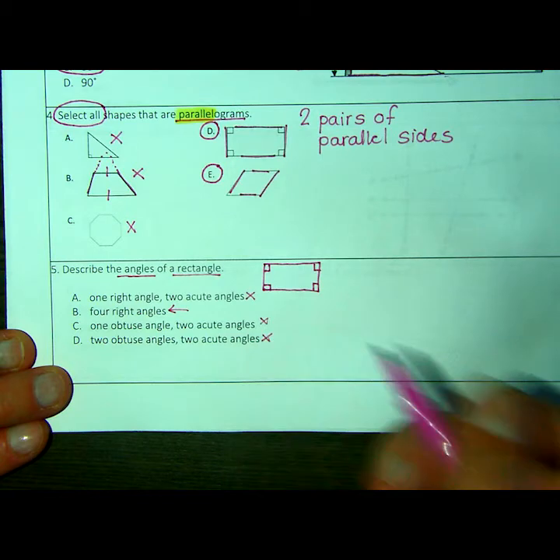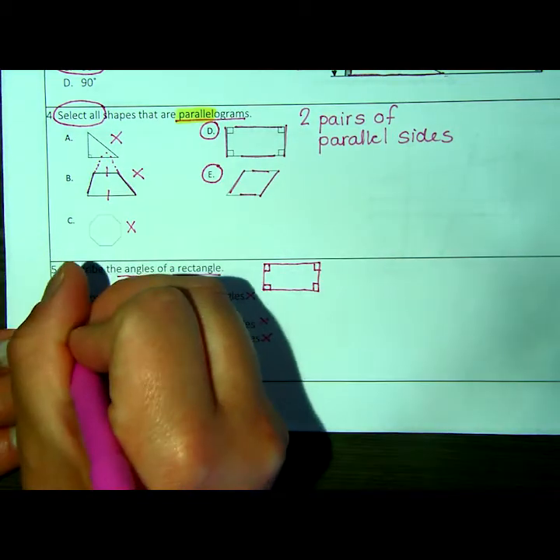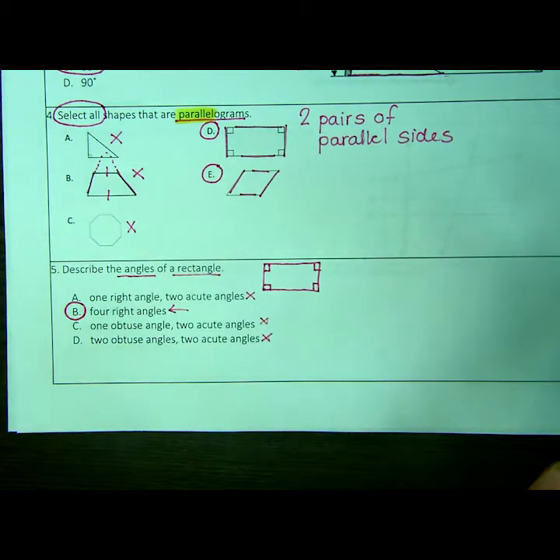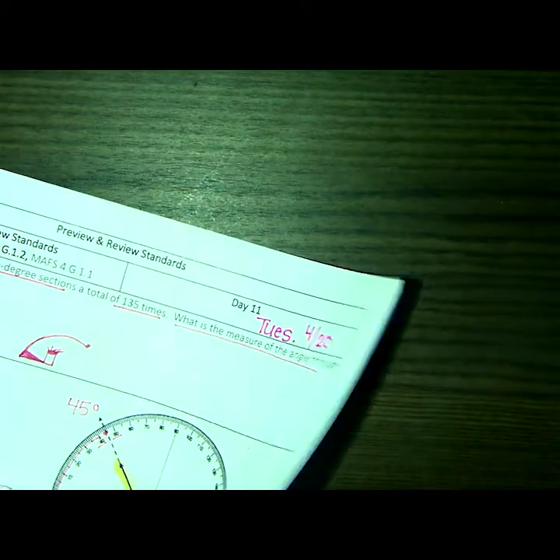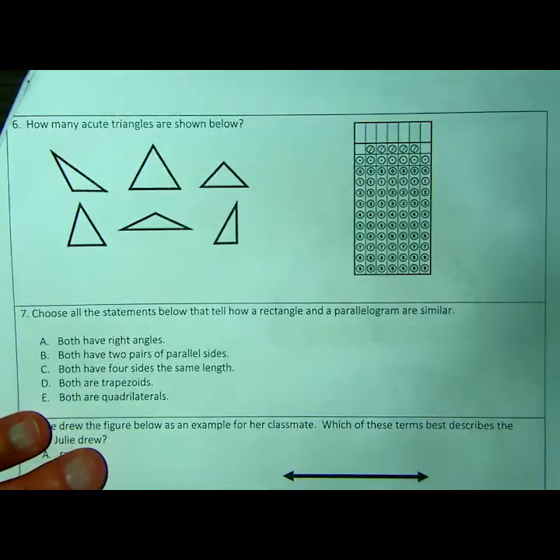That eliminates C and D. The only answer that makes sense is B. Let's go to the back. We're now on page 2. Looks like we've got some triangles, and they want to know how many acute triangles are shown.